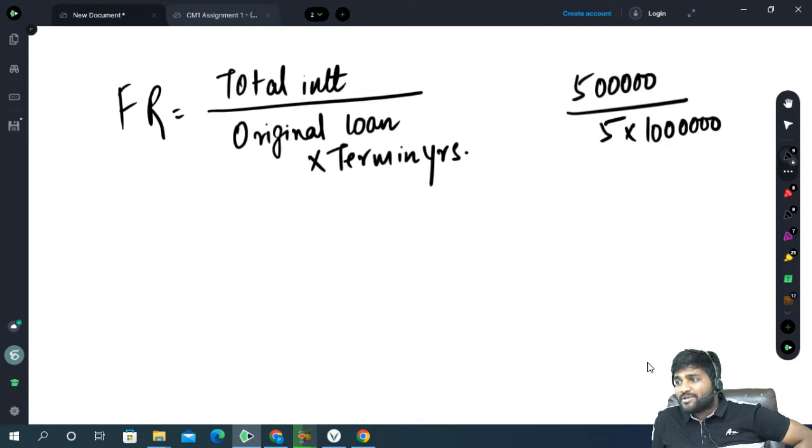Okay, it is an approx measure. It is a vague measure. It is just to fool the loan takers, basically the borrowers. And it looks attractive that the rate of interest is 10%. But in actual, it is roughly the double of the actual interest which is being charged.